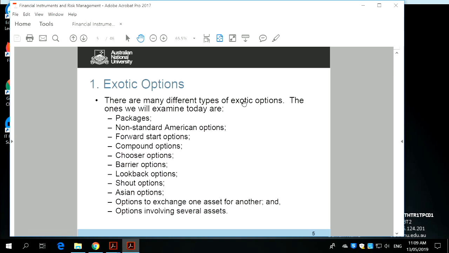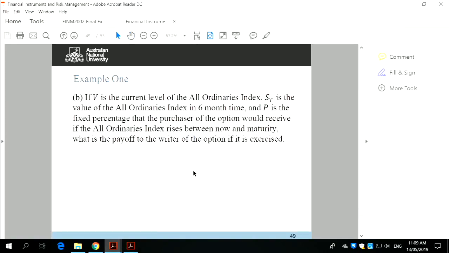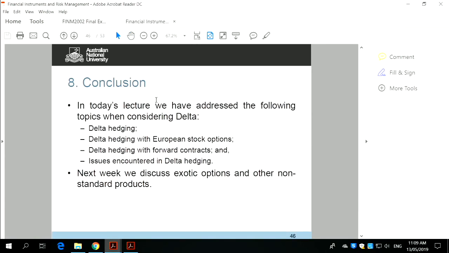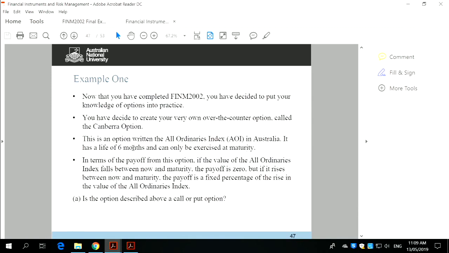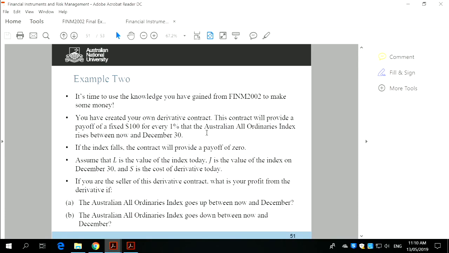The second thing is that for the final exam, you probably will not get any of those exotic options. The chances are you're going to get an exotic option that's just a made-up option, and it's your responsibility to figure out the payoff from those options. Examples are the ones we did last week. Remember, this is the lecture slides from last week. After the conclusion, I posted two examples. I gave you this Canberra option, which is a made-up option, or maybe you were given some other weirdly named options.